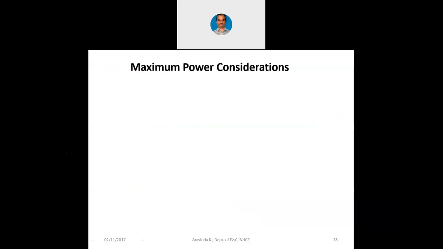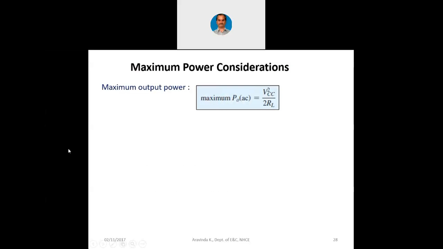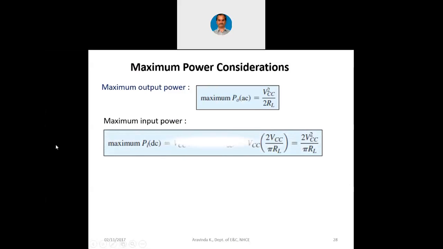Coming to the maximum power considerations, where each device has to dissipate. Now the maximum output power is VCC square by 2RL. Why? The output voltage can be maximum up to VCC. So maximum AC power is VCC square by 2RL. And the maximum input power is what? Maximum input power is VCC into maximum of IDC. What can be the maximum of IDC? Maximum of IDC is again VCC by RL into 2 by pi, because the voltage can be maximum up to VCC only. Beyond VCC, it does not make any sense.